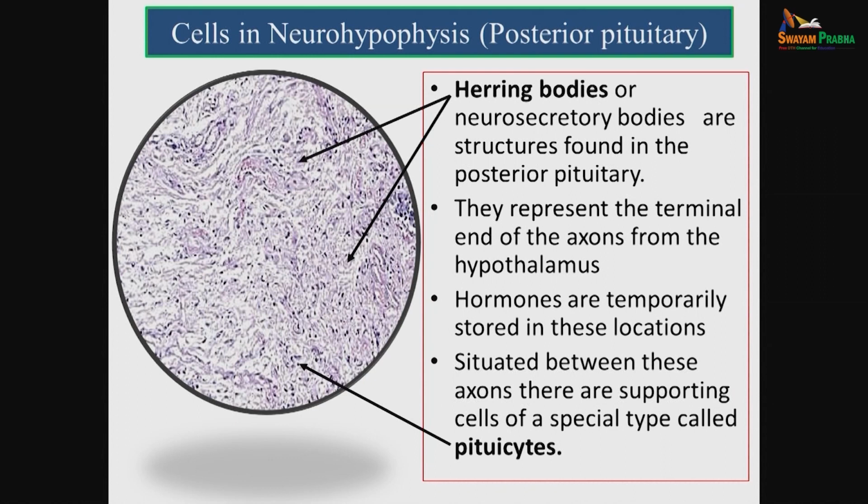In the posterior pituitary, the terminal ends of the axons from the hypothalamus are present as neurosecretory bodies, also called Herring bodies. Hormones are temporarily stored in these locations. Situated between these axons, there are supporting cells of a special type called pituicytes.